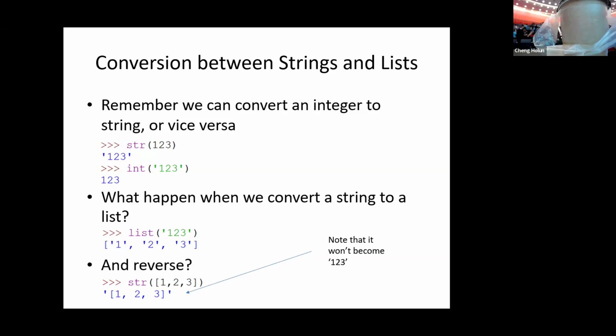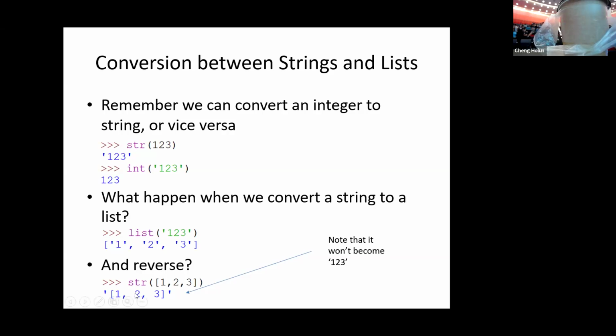But the horrendous thing is the reverse is not true. When you convert a list of 1 and 2 and 3 to a string, you will get something that looks like the list printed out. Okay, that is very abnormal. That means these two operations are not reversible. If I convert a string to a list and a list to a string, it will become something else. Okay, so don't think that you can go back and forth.